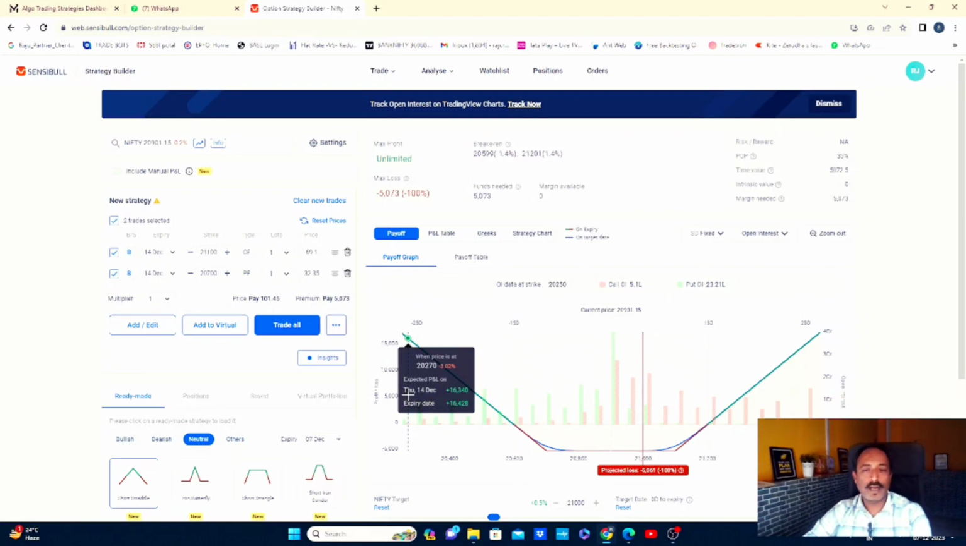In fact, doing straddles and strangles manually is very tough nowadays. Of course, you can do it on a positional basis where you will have a lot of time to make the adjustments, but now the technology is growing and you can automate many of your things. All you need is to understand what exactly you want to do. So let me demonstrate how you can automate a short straddle.